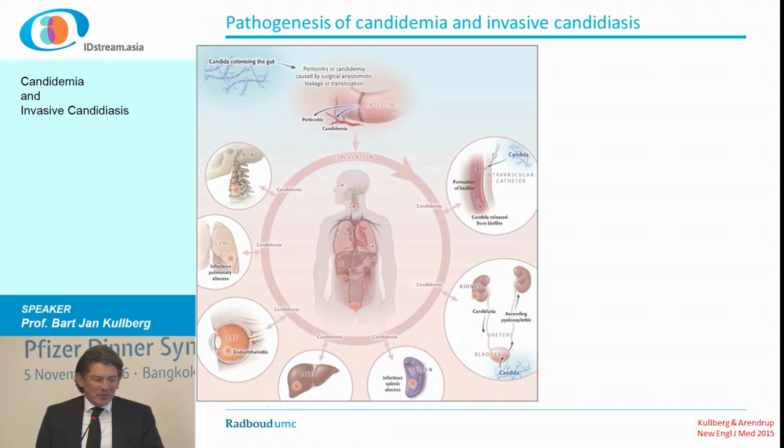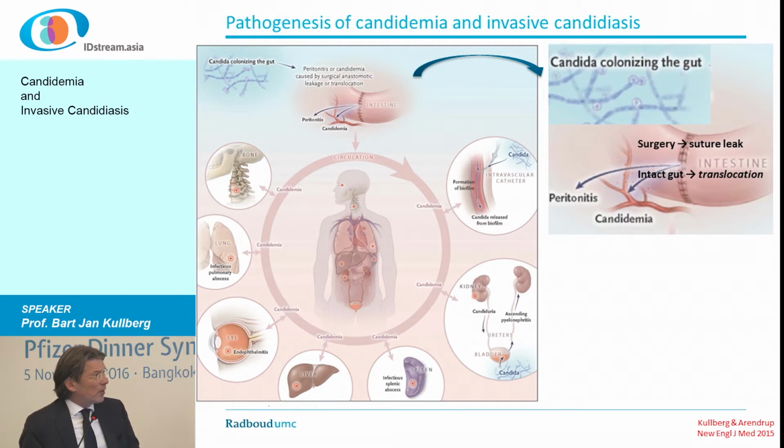If we talk a little bit about the pathogenesis, it's good to notice that, first of all, Candida almost always comes in via the gut. Not via the catheter in most cases, but via the gut, colonizing the gut, especially if patients are on broad-spectrum antibiotics. And then either when surgery is performed and there is a suture which may be leaky, or just through the intact gut by translocation, Candida can get out of the gut and either cause a peritonitis or get into the bloodstream and cause a candidemia. So Candida colonizing the gut most often is the source of invasive candidiasis.